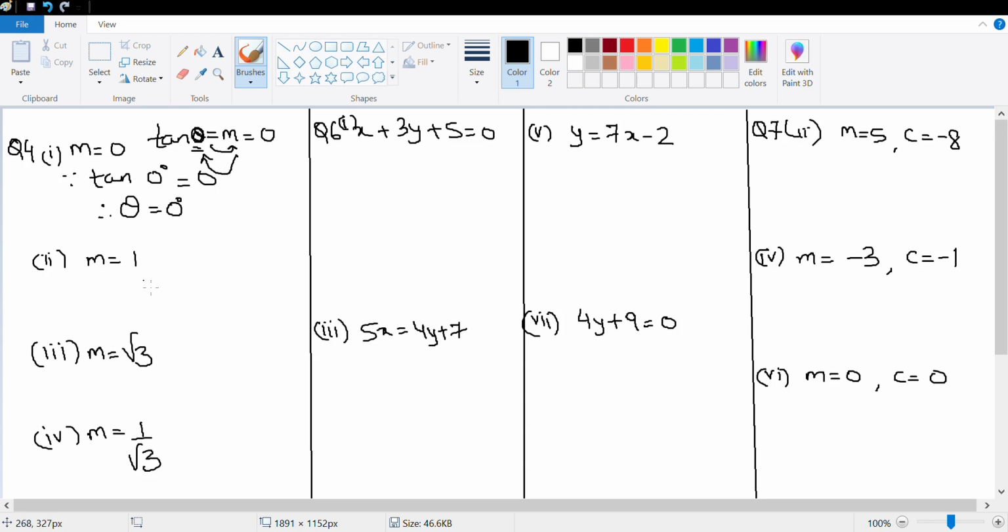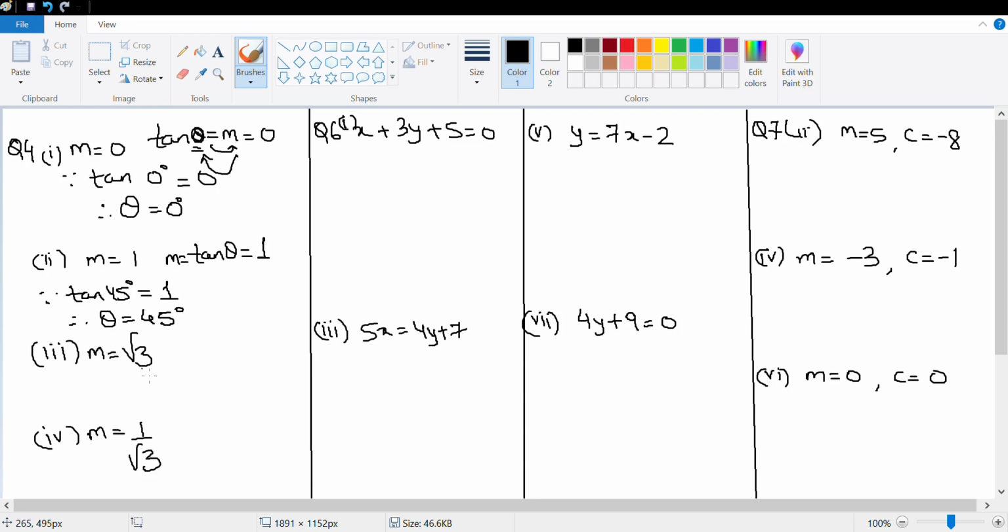Let's look at the next one. M is equal to 1. So m is equal to tan theta is equal to 1. Since tan 45 degree is equal to 1, therefore theta is equal to 45 degree. So this inclination is 45 degree.